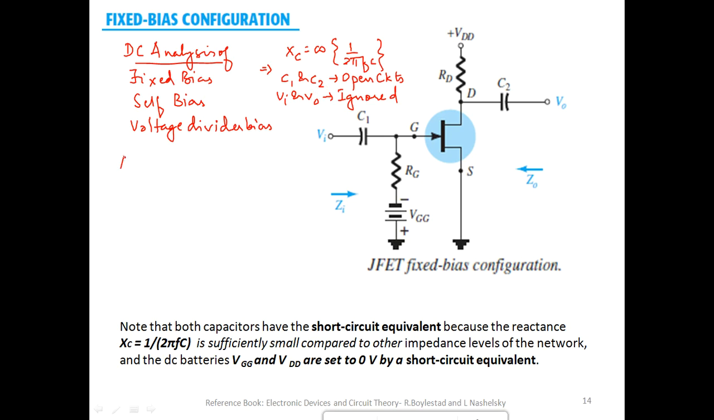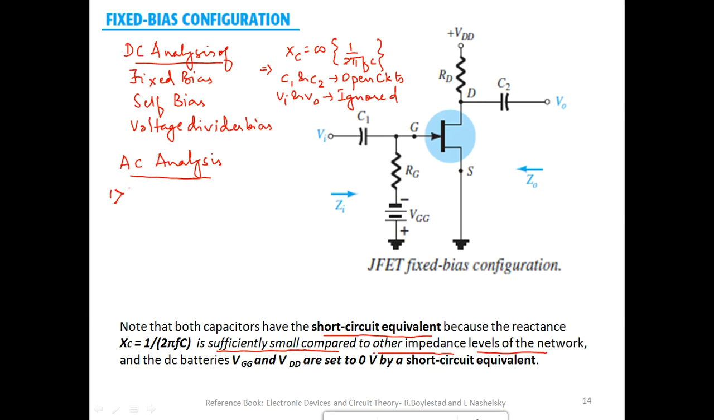But what about AC analysis? In the AC analysis also, we have some series of steps which are supposed to be followed commonly, but these steps are exactly the opposite of the DC analysis steps. So what is the first step? Let us just go through it. The first step says, note that both the capacitors have the short circuit equivalent because the reactance Xc equal to 1 upon 2 pi Fc is sufficiently small compared to other impedance levels of the network.